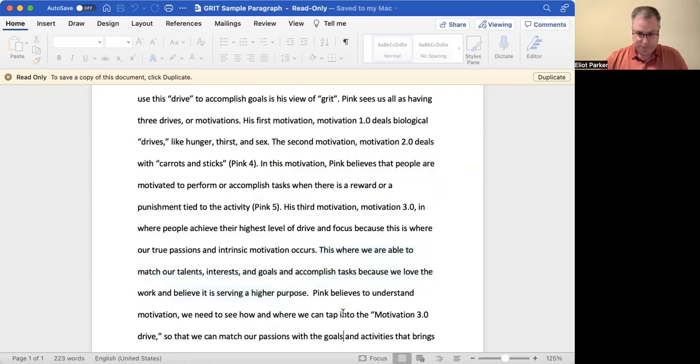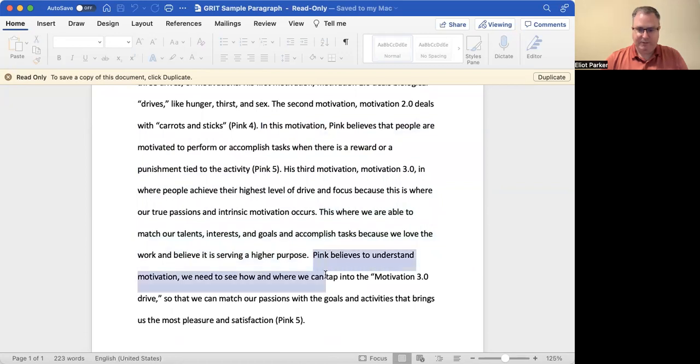And so as we move down through this paragraph, I tie together these three motivations and why they're important. Pink believes to understand motivation, we need to see how and where we can tap into motivation 3.0 so that we can match our passions with goals and activities that bring us the most pleasure and the most satisfaction. And I took that from page 5 of the handout notes that I've given you.